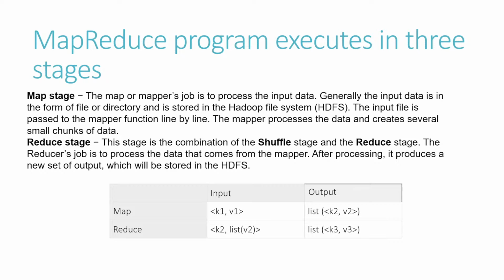Let's look into it stage by stage. If you look at it, map is one stage, and reduce itself is two stages. So there are three stages in total. Map is one stage, which processes all the input data. The input data is in the form of files, like a directory of a lot of files. All of those can be the input data, and the input is passed to a mapper function.